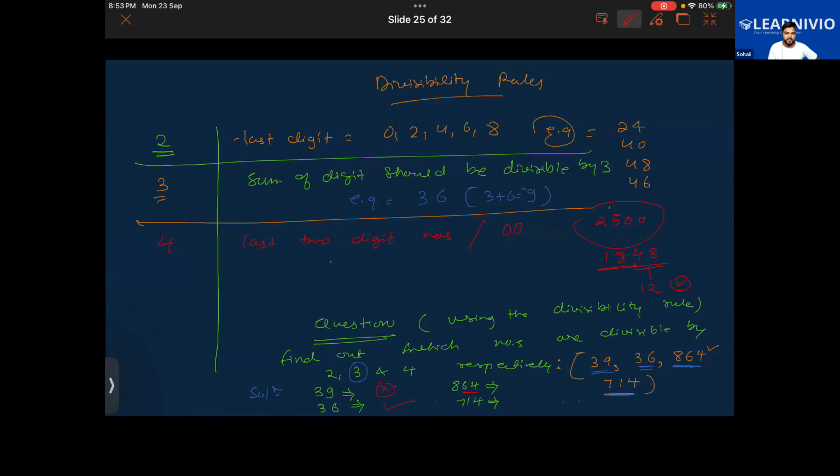I know the 16 table. Yeah, read the table of 16. It comes, no? It comes. Very good. So thereby it is divisible. Very good. Okay, what about 714?